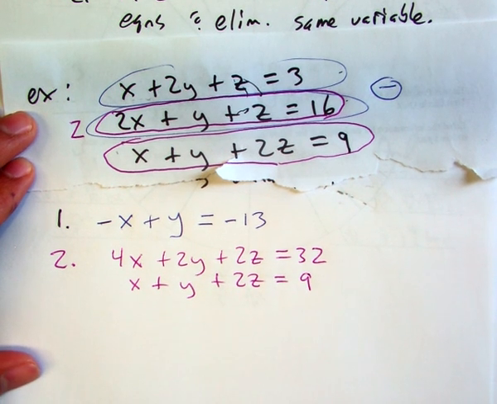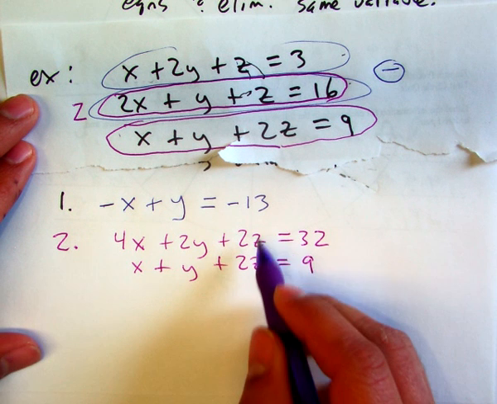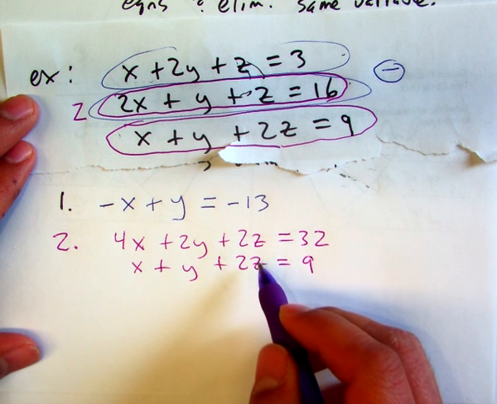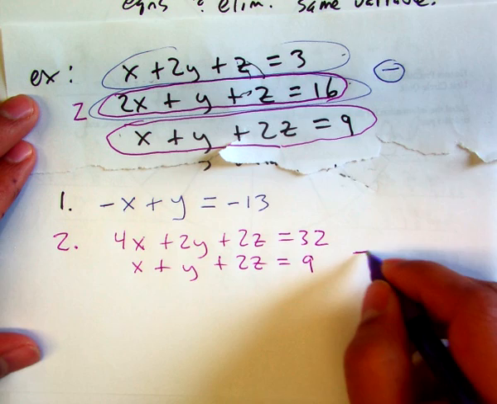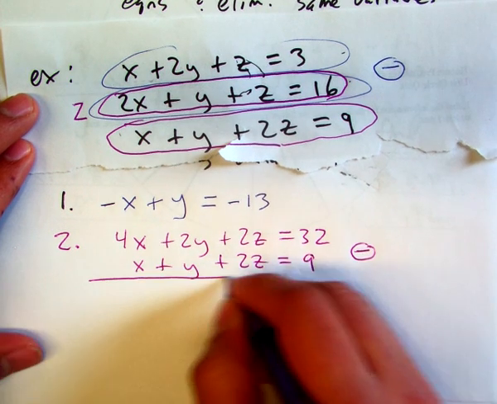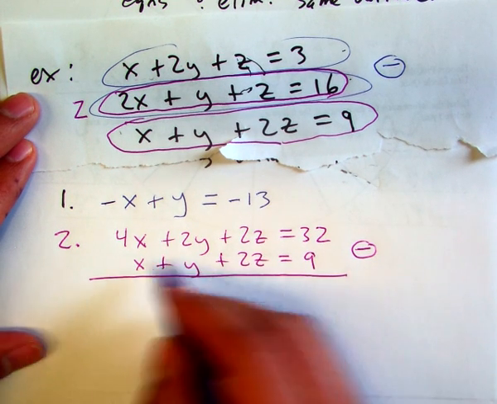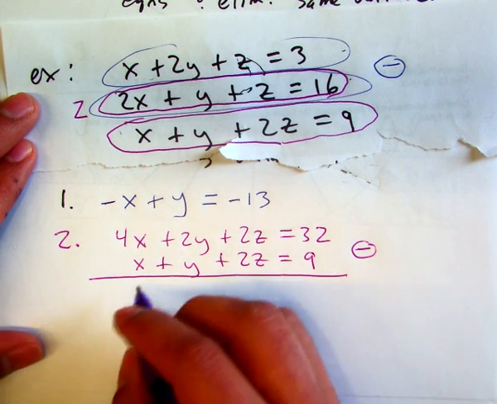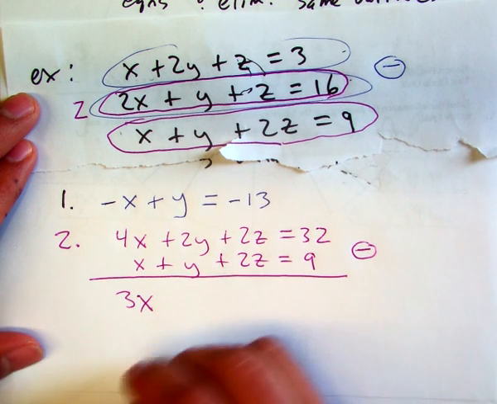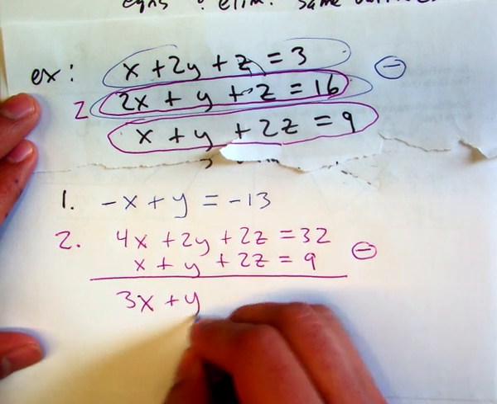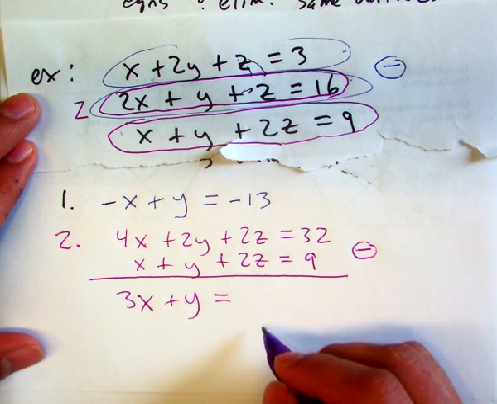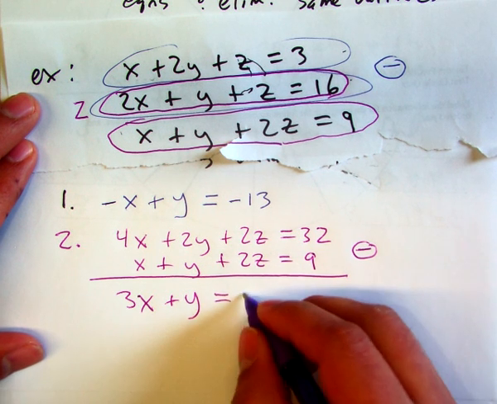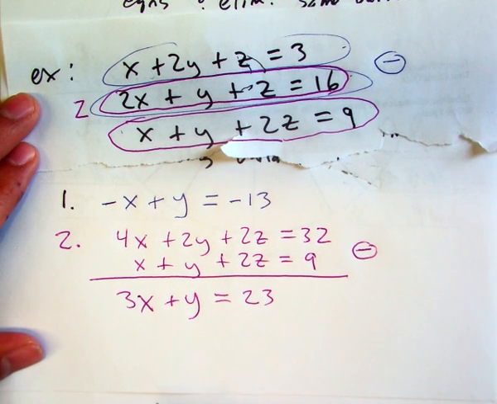And now that I've gotten the same value in front of z for both equations, what could I do? Yep, subtract them again. What's 4x minus x? 2y minus y. 2z minus 2z drop out. 32 minus 9 is 23. So you guys see what just happened?